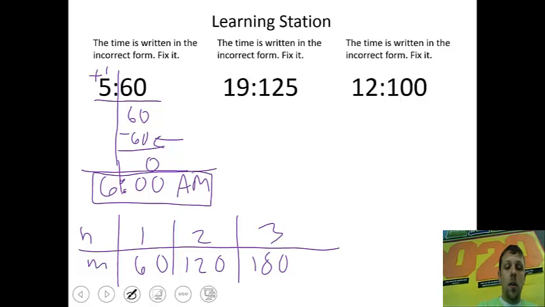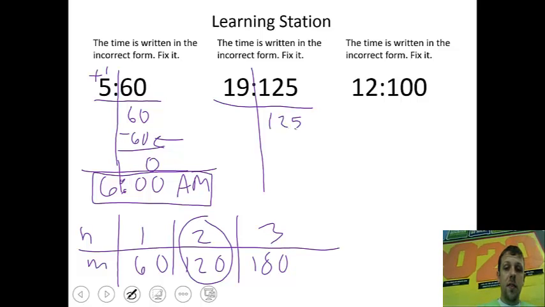Okay? Over here, I'm going to do the same thing. This time I have 125. Well, I noticed that I can get 2 hours out of that. So if I take 125 and I subtract 120, I get 5 minutes left. I took away 2 hours, and I'm going to put it over here in this section. Alright? Now, since this has 5 minutes left, I'm going to go over here.